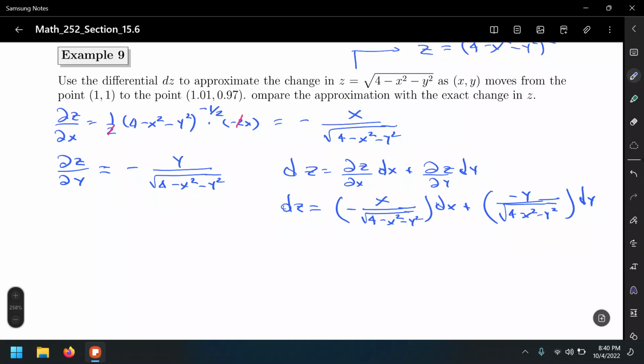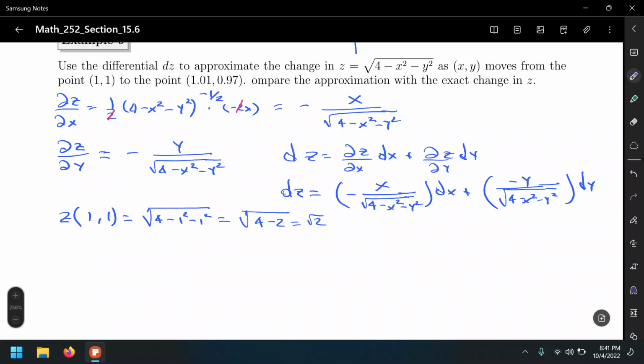So, what else do we need? It looks like we need to get the point. So z evaluated at the point (1, 1), the value without the increment, is the square root of 4 minus 1 squared minus 1 squared, which equals the square root of 4 minus 2, which is the square root of 2. This value will be used later in the denominator for the differential, so we don't have to compute it too many times.